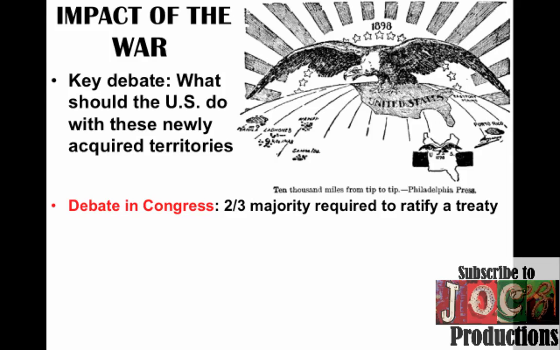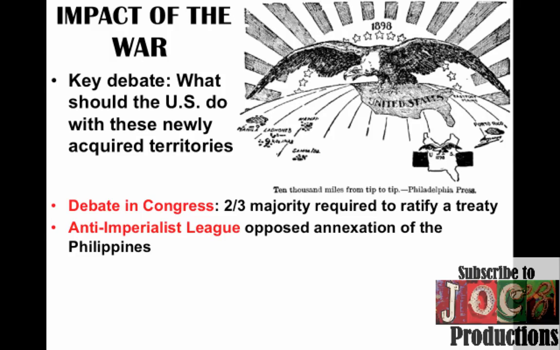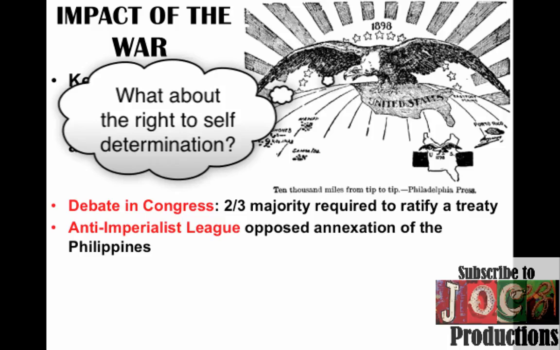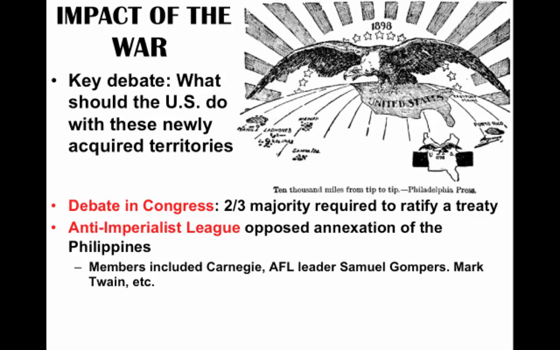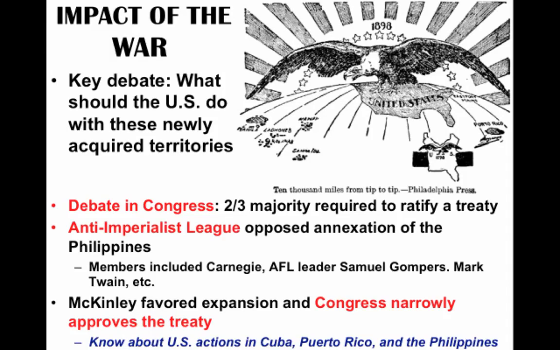There's a huge debate in Congress. You need a 2/3 majority required to ratify a treaty, and there were a lot of people who opposed the Treaty of Paris. There's a group called the Anti-Imperialist League, which opposed annexation of the Philippines and some of those other territories, but the Philippines is going to be the huge controversy. Membership of the Anti-Imperialist League were a diverse group of people. You had Andrew Carnegie, head of the American Federation of Labor, Samuel Gompers, Mark Twain, and others. However, the president at the time, McKinley, favored expansion, and Congress narrowly approves the treaty.